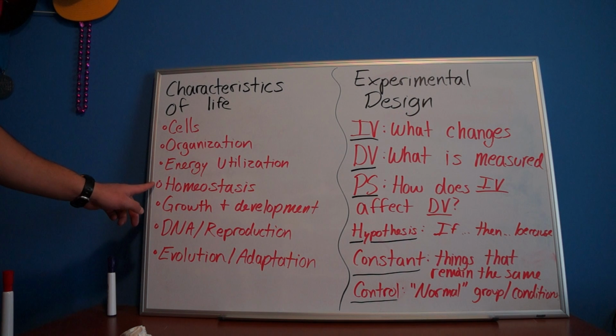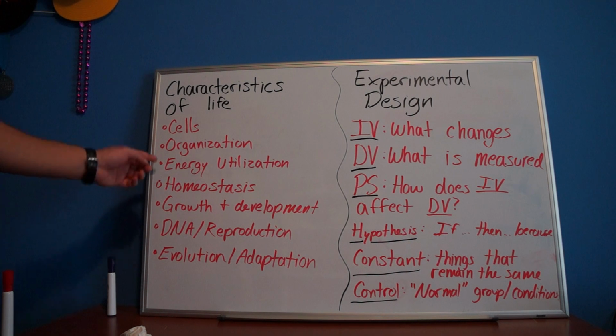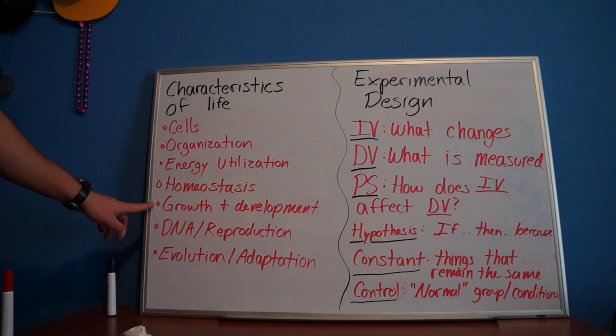Homeostasis, maintaining that internal balance. So we've talked about shivering when you're cold, sweating when you're hot, other things your body does like regulate blood pH, glucose levels, all those types of things. Growth and development, you were all one cell, now you're trillions of cells. At some point you had to grow and develop.